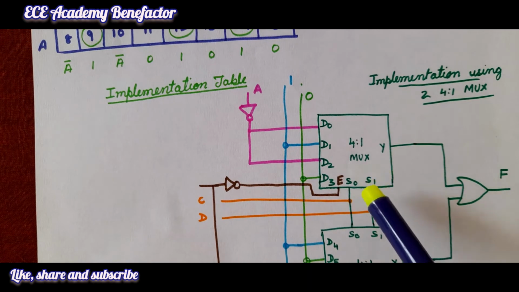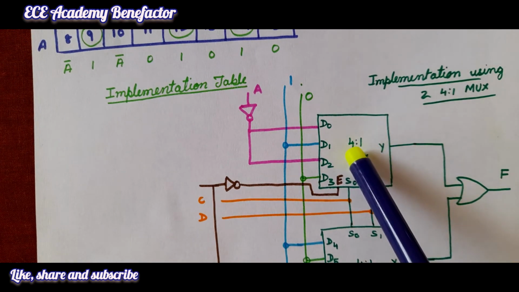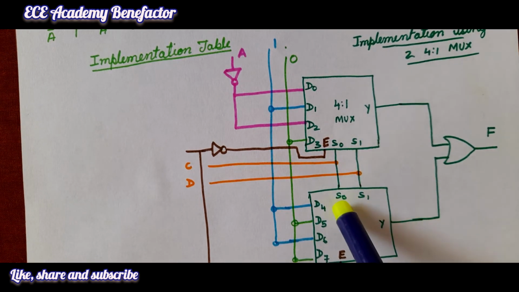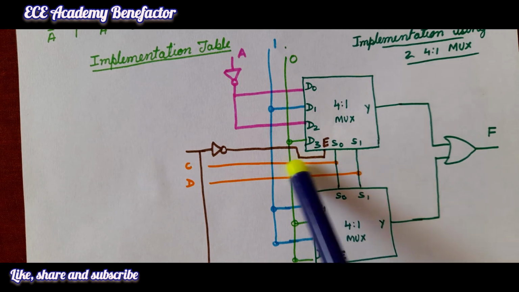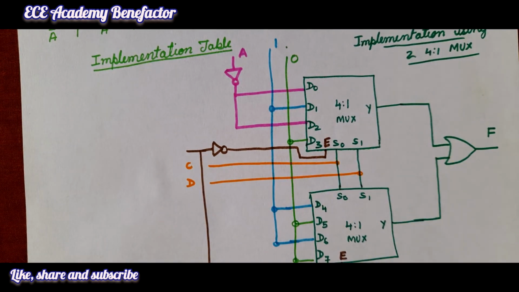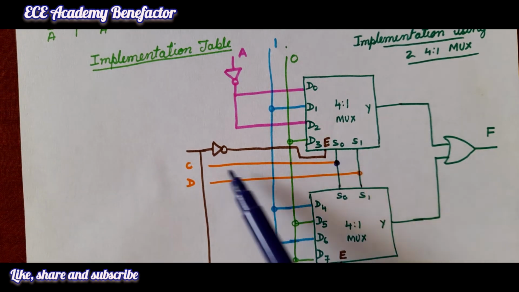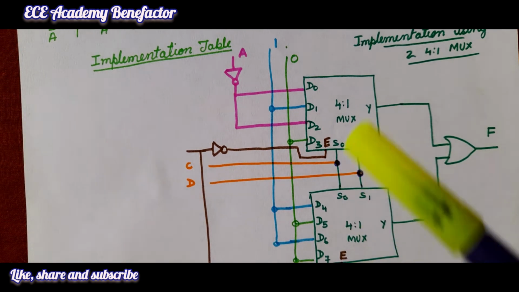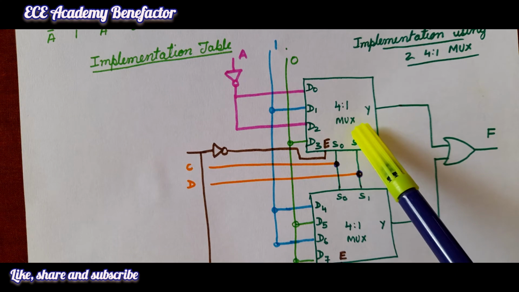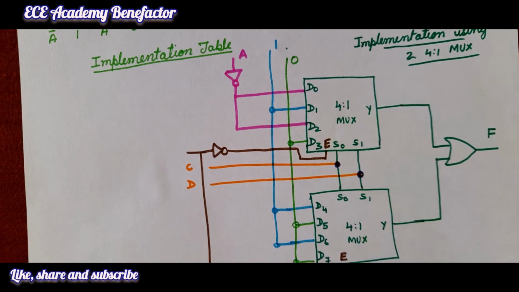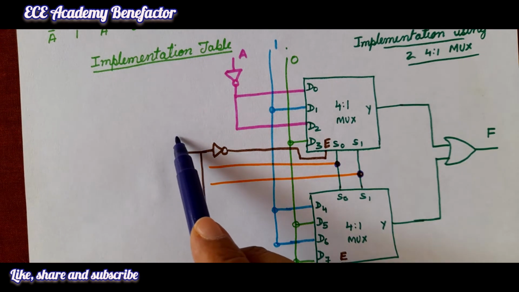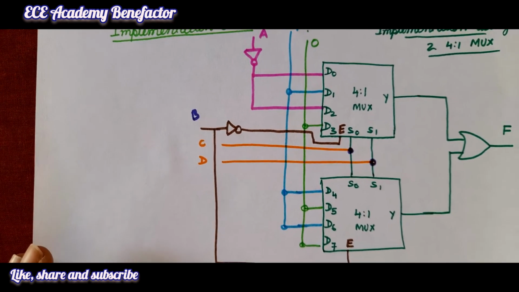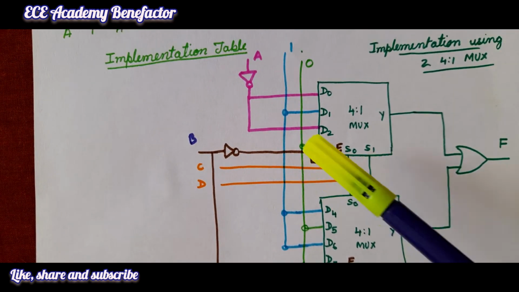Now, 4:1 means 2 select lines. They are S0 and S1. This mux is having select lines S0 and S1. So, S0 is connected to C, S1 is connected to D. Now, to enable the multiplexer, we need an enable input. So, that is connected through variable B. We are having 4 variables A, B, C, D. So, A is used in the implementation table and B is used for the enable pin.